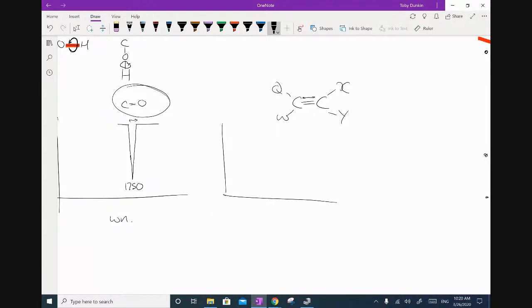What is it about polar bonds that makes them better at rotating and absorbing IR? Oh, that is a very good question, Ria.